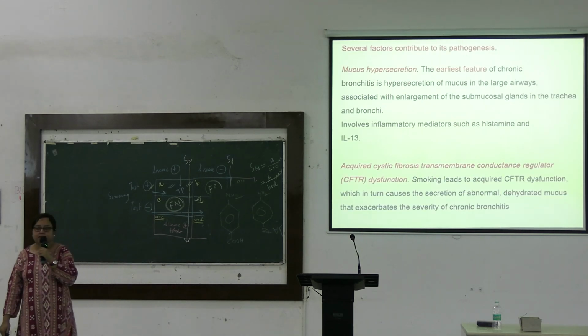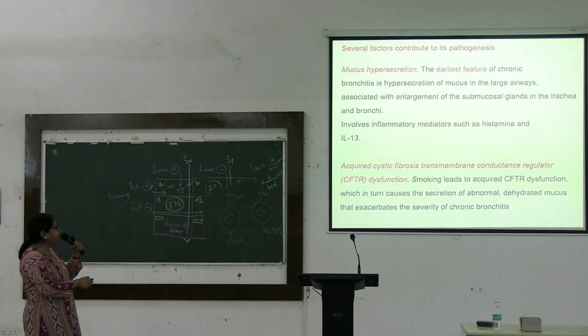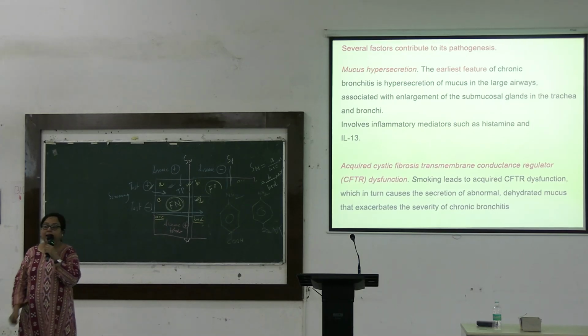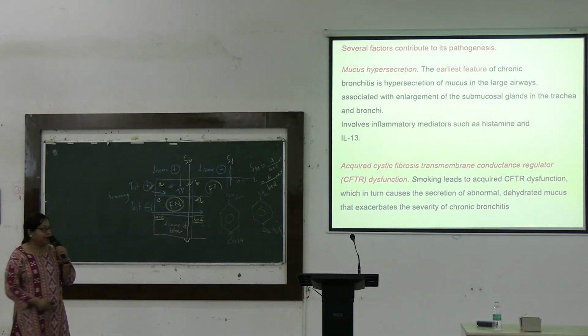So what are the factors which contribute to chronic bronchitis? The first factor is mucus hypersecretion. This is the earliest feature. So there will be more formation of mucus, that is hypersecretion.